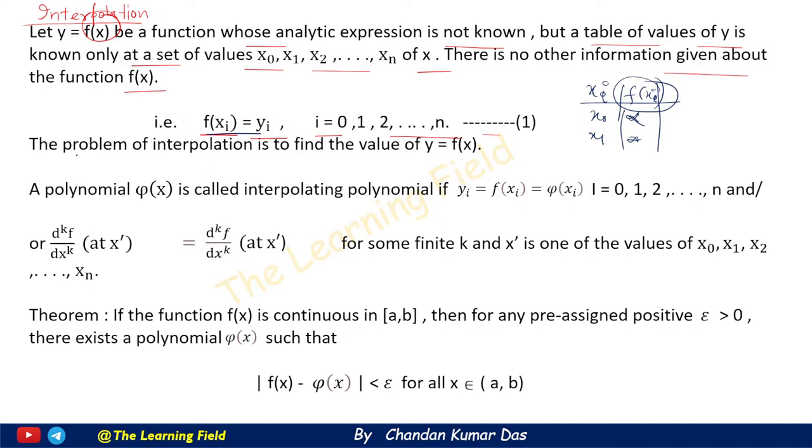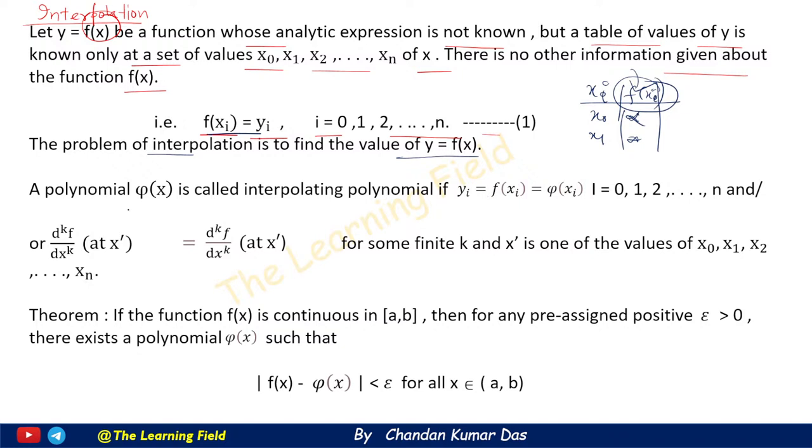Now the problem of interpolation is to find the value of y equal to f(x). That means first we need to find the analytical formula, or an approximate analytical formula, for this function f(x), and based on this formula we have to find other values. So this is the problem of interpolation.